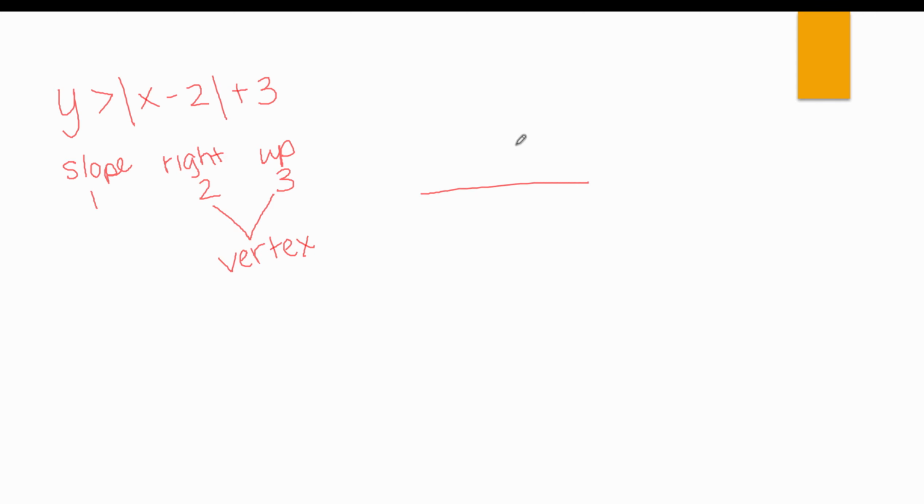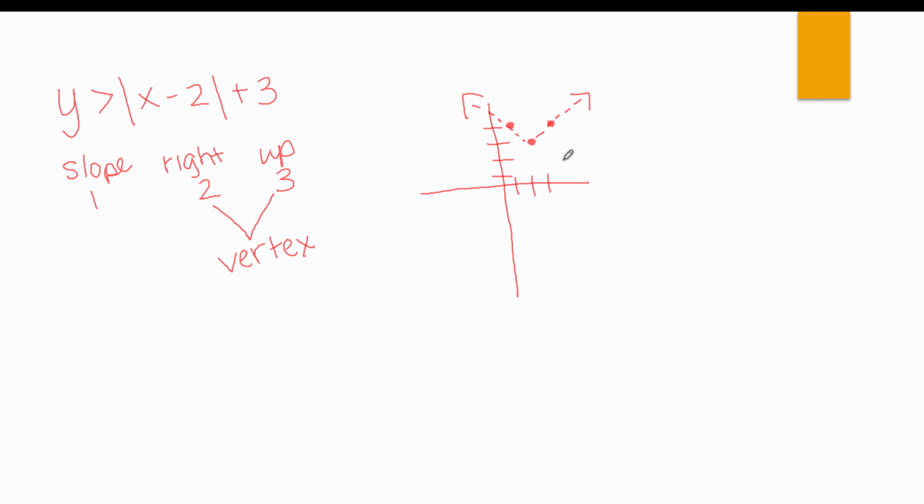So now when I begin to graph my function, remember I'm going right 2 units and then up 3 for the vertex point. Okay, my slope was 1, which means I'm going up 1 to the right. And then remember we're trying to make a V, so I need to go up 1 to the left 1. Okay, again, this here is greater than, so I will have a dotted line. Okay, don't forget your arrows on the end.